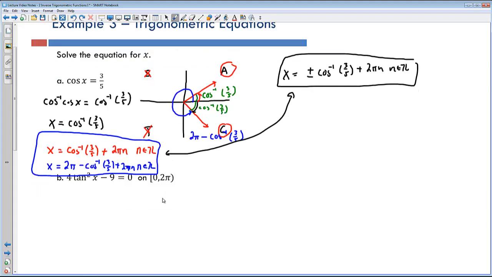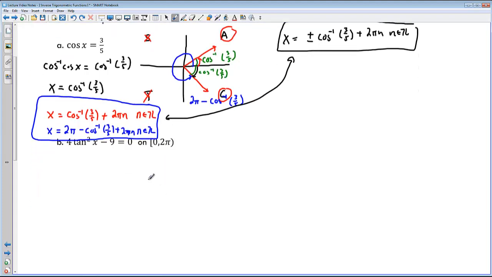And so this one is kind of the same, but it has this additional statement between 0 and 2 pi. So here we have 4 tan squared x minus 9 equals 0, and we want to find these solutions on 0 to 2 pi. So first, before we even draw our picture, we need to solve this equation for tan of x.